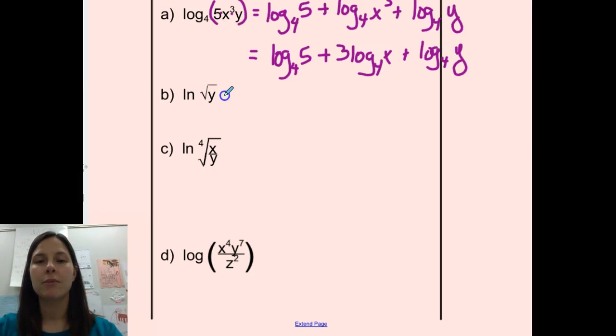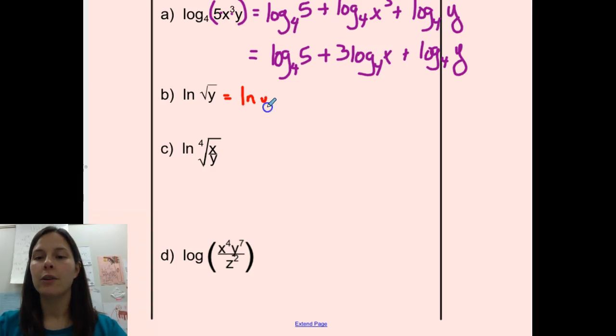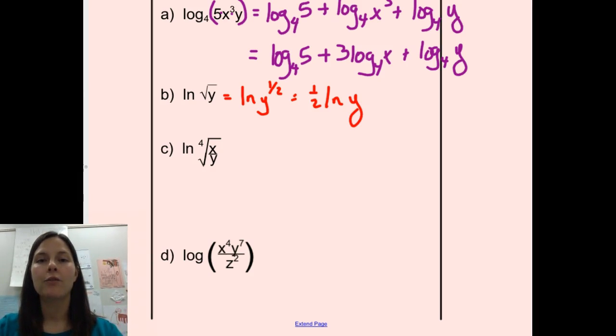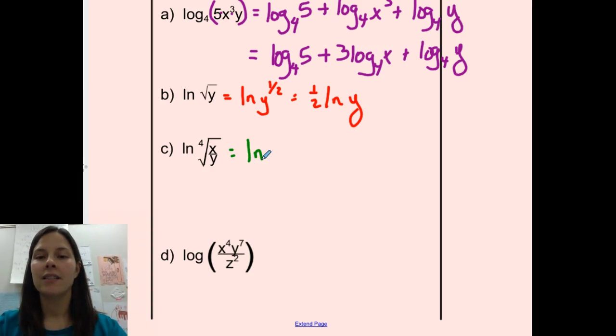This next one appears to be simplified. We don't have division, we don't have multiplication, and we don't see a power. However, remember that the square root is a 1/2 power. So we can use our power rule, make that 1/2 a coefficient. This next one, we have a power from the root and division. So we're going to start by rewriting this as x to the 1/4 power over y to the 1/4 power.